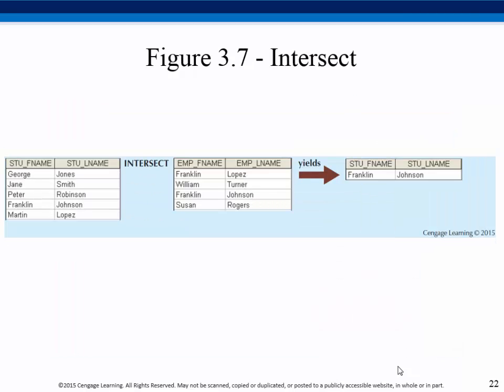Okay, if we look at intersect, you have student first name, student last name, and employee first name, employee last name. For an intersect, you are trying to find matching records, more or less. So if you run an intersect on these two tables, you will get a table that shows Franklin Johnson, because that is the only matching record where the first and last names match.